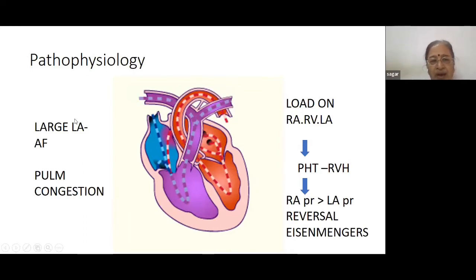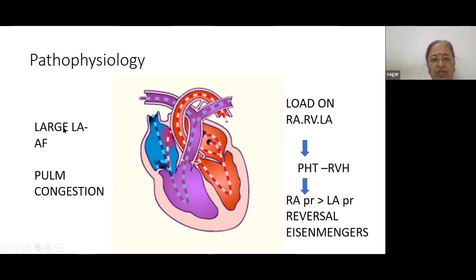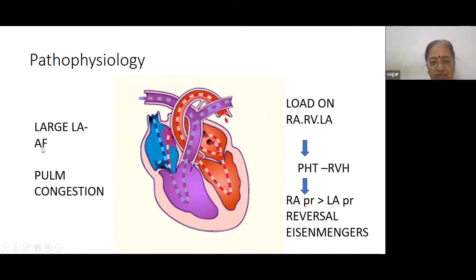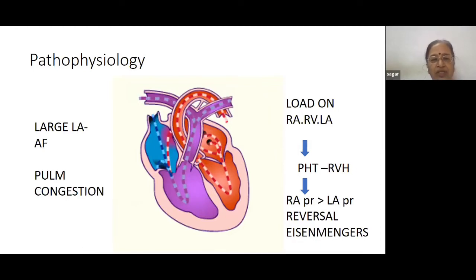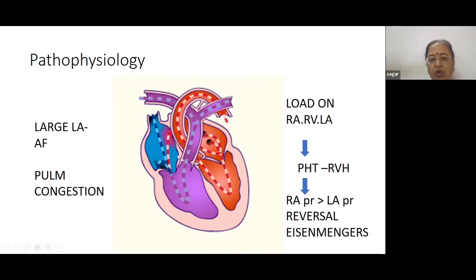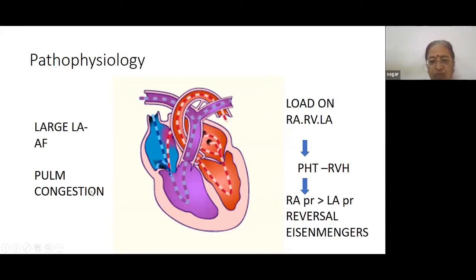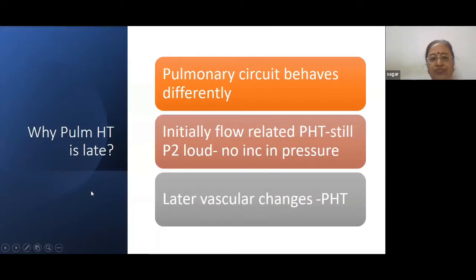Like we said, large left atrium, any atrium that is stretched beyond its capacity will give rise to microfibrosis in the walls of the atrium, translating into atrial arrhythmias, especially atrial fibrillation. Pulmonary congestion is a given because you're putting so much blood into the pulmonary circulation. All this has to go to the lungs. So you get pulmonary congestion, and that is what translates into the repeated respiratory infections that we have.